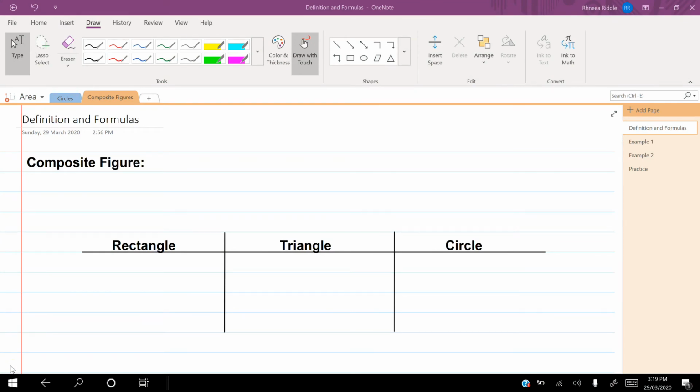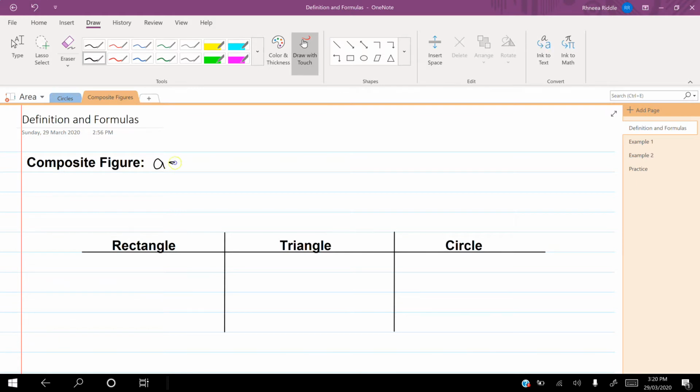So today we are going to be learning a lot about composite figures and how to find the area of them. But first of all, we have to know exactly what a composite figure is. A composite figure is a shape that has been made up from several different simpler shapes.